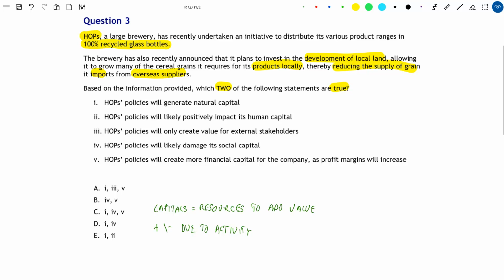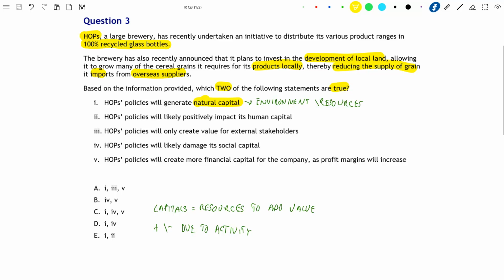So the first of our statements is that Hops's policies will generate, i.e. improve, the natural capital of the business. So what do we mean by natural capital in the context of this question? Well, here we're looking at the business's impact on the environment in which it operates, okay? So we're thinking about things like pollution, for example. And we're also thinking about the business's use of things like renewable and non-renewable resources and energy sources. So if a business were to operate in an environmentally unfriendly manner, so if it were to be highly polluting as part of its operations, then it would be actively damaging its natural capital.